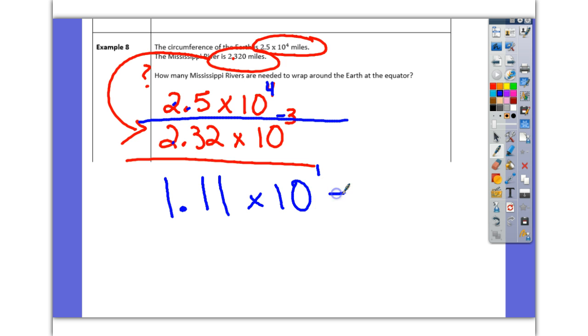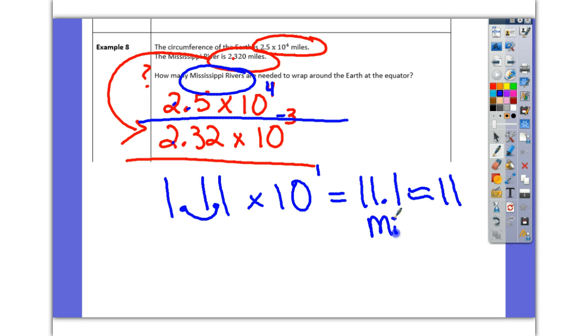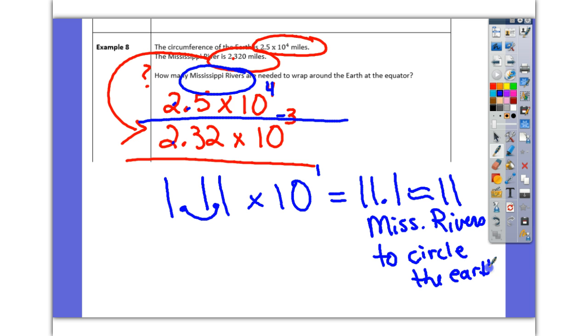And then we have to turn that into standard form. So you move your decimal place 1, and you're going to get 11.1. Or if you want to just approximate, about 11. But then you need to write on your worksheet too. You have to tell me, what did you just solve for? It's about 11 what? It's going to take about 11 Mississippi rivers to circle the Earth. So I know what you're solving for. All right?